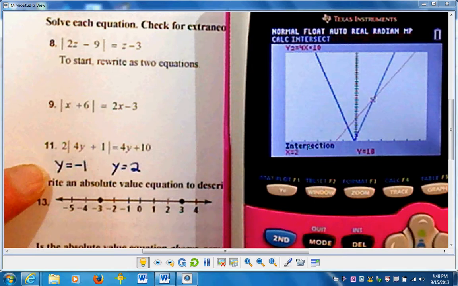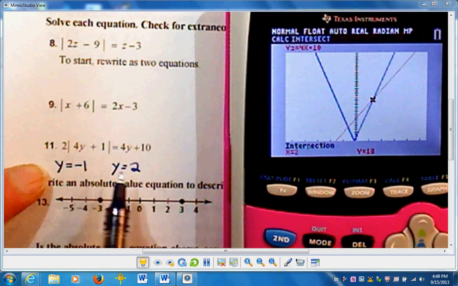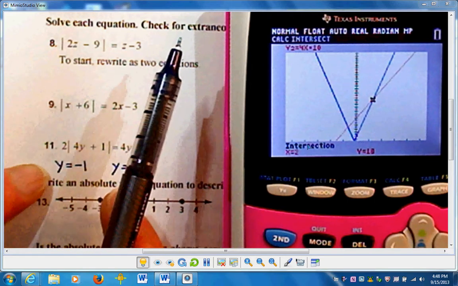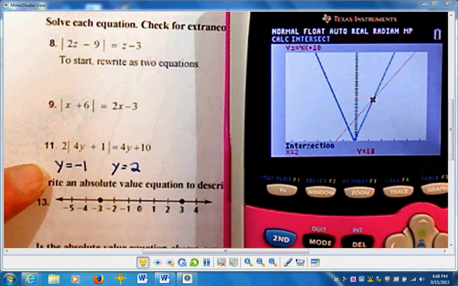Okay, so let's do one more thing. Let's test to see if this is in fact the right answers. Remember, they're asking for extraneous. Because my calculator gave me the answers, I shouldn't have anything that's extraneous. But let's just do this because it's good practice.